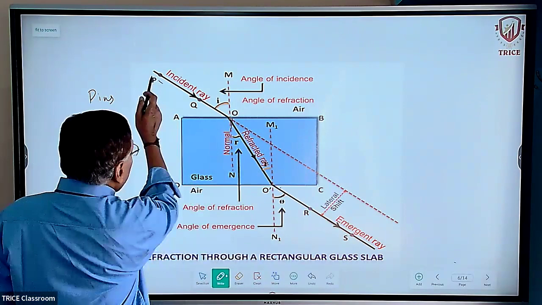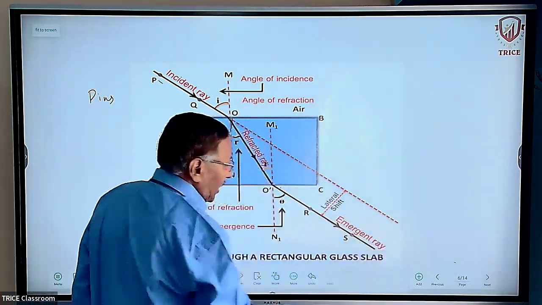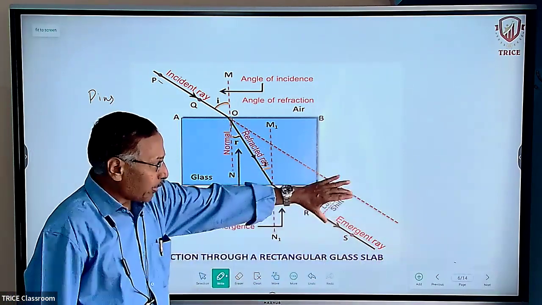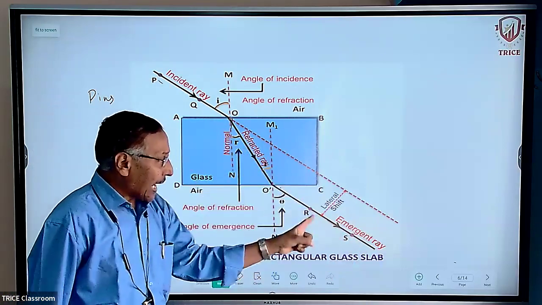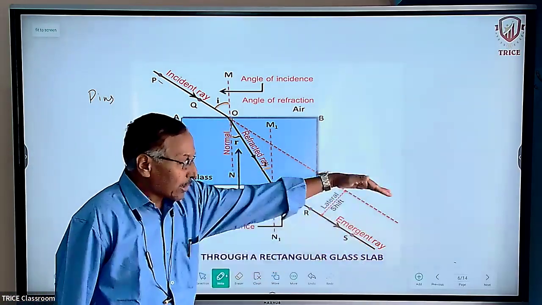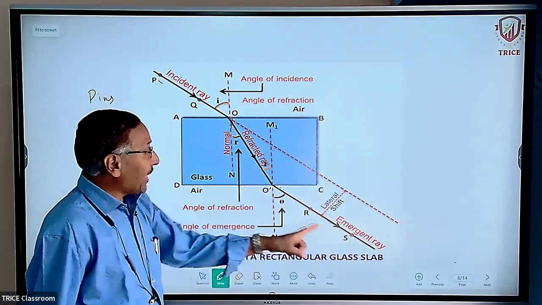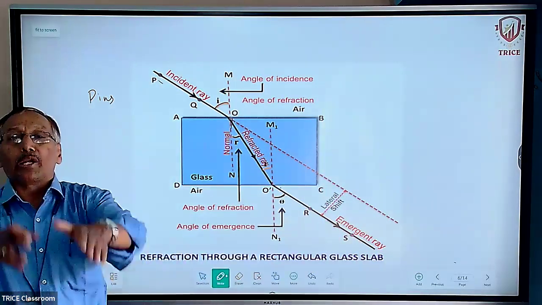Now, if you extend the incident ray, you will find it laterally shifted. It will be parallel to the emergent ray. This ray is laterally shifted towards the other side. So the emergent ray and the incident ray will be parallel to each other.